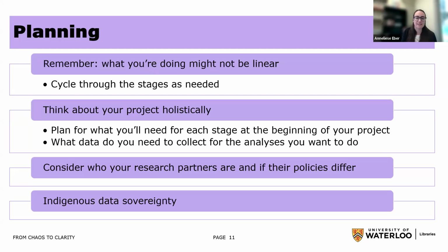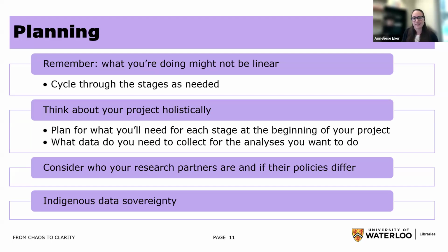So planning for what you're going to need at each stage at the beginning of a project, and really thinking about what data you need to collect for the analyses you want to do. Something that's really common is people collecting all of the demographic data that you see that's standard in surveys and just collecting that for the sake of collecting it. But maybe you don't need all of that demographic data and it doesn't add any value to your data. And when we're looking at data sets, especially those with human participants, it's a lot easier to de-identify or anonymize data that doesn't have that information rather than trying to anonymize or de-identify data that does have that information, because now you have that extra variable to account for.